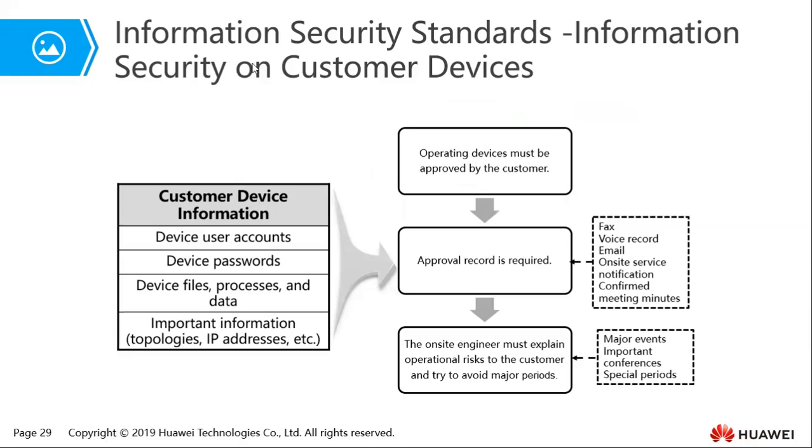Now, information security on customer devices. We are looking into some of them. Customer device information includes, for example, the user accounts. Remember, you're going to be creating for them initially the device passwords, any files, processes, and data, and any important information such as the network topology, both physical and logical, IP addresses, etc. These are what we call customer device information.